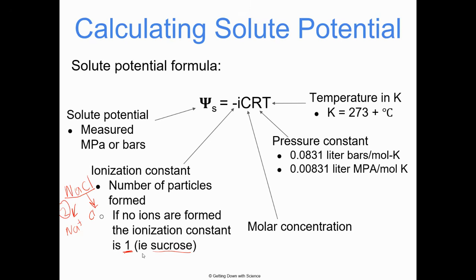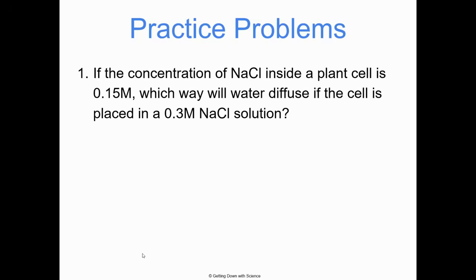Now let's go through some practice problems, and I have 5 for us to do. Let's look at the first one. Go ahead, take a minute, read this, and we'll come back together. All right, so this problem is asking which way water will diffuse if the cell is placed in a 0.3 molar NaCl solution. Let's just do a little drawing.